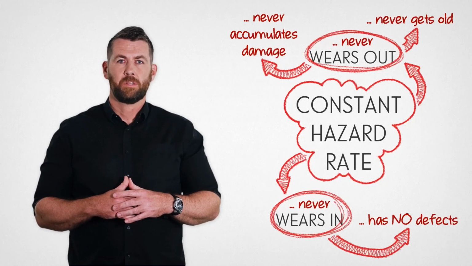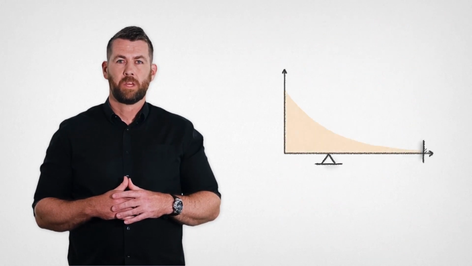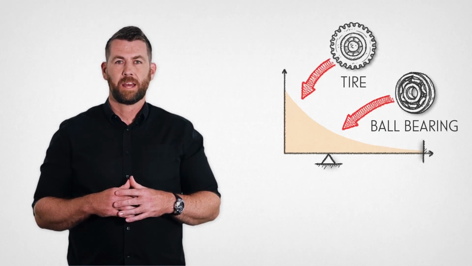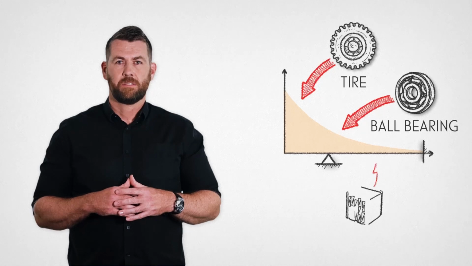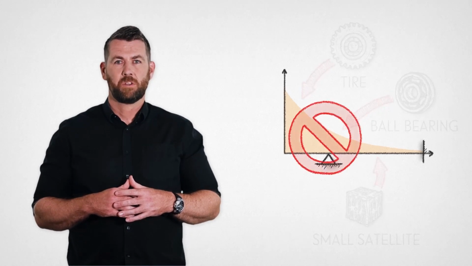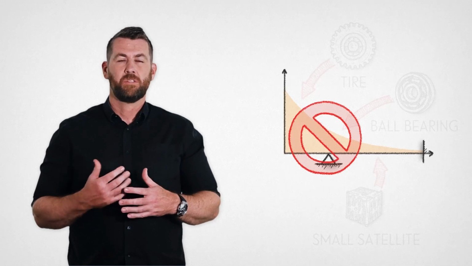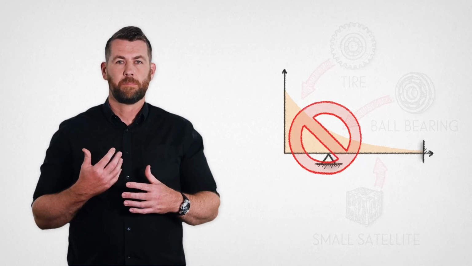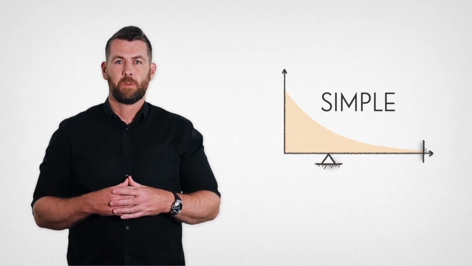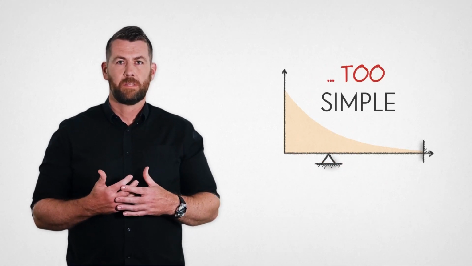So they often misuse this ultimate histogram shape to describe the random failure process for things like tyres and ball bearings that we know wear out, and things like small satellites that we know wear in. None of these products or systems have a constant hazard rate. So why do people like to pretend they do? The reason is that it makes everything simple, or more correctly, too simple.